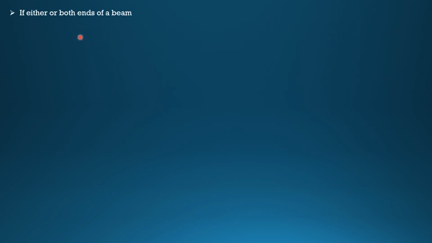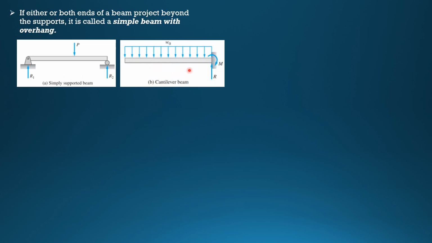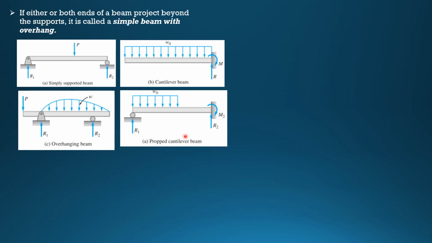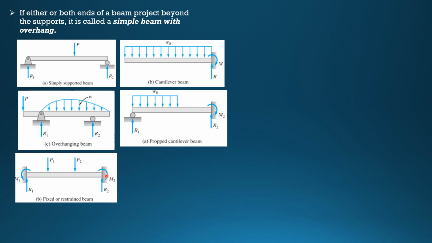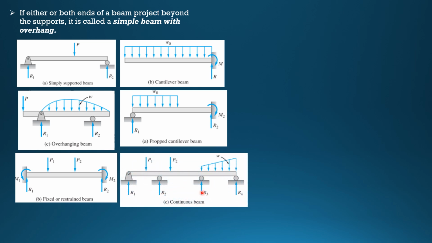So if either or both ends of a beam project beyond the supports, it is called a simple beam with overhang. So we have here the different beams. This is a simply supported beam. We have a cantilever beam. We have an overhanging beam. Then this is a propped cantilever beam, which is indeterminate to the first degree. We have a fixed or restrained beam, indeterminate to the third degree. And we have here a continuous beam, which is indeterminate to the second degree.